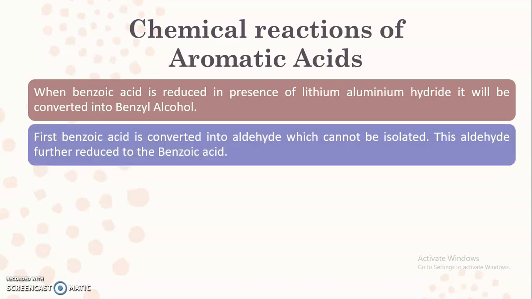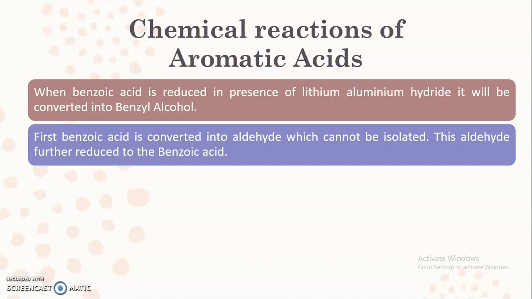In this case, benzoic acid is first converted into the aldehyde, and this aldehyde, as it is a liquid which cannot be isolated, is further reduced. Now here this reaction is exactly opposite of the oxidation of the primary alcoholic functional groups, where benzoic acid, when it undergoes reduction, will be converted into the benzyl alcohol.